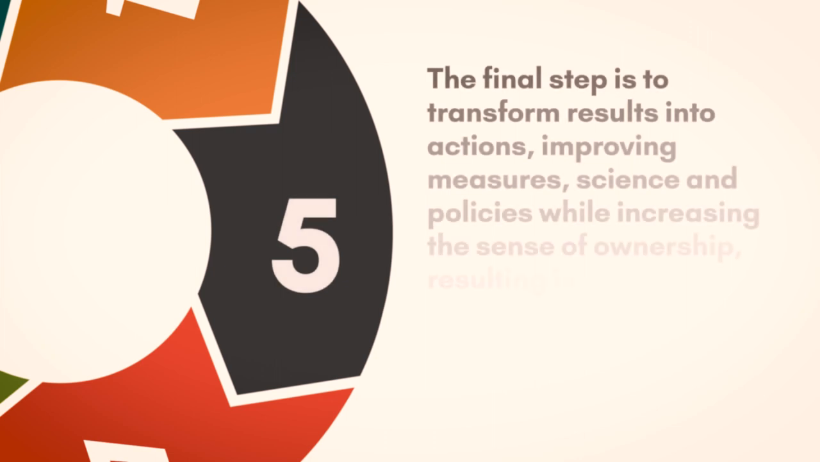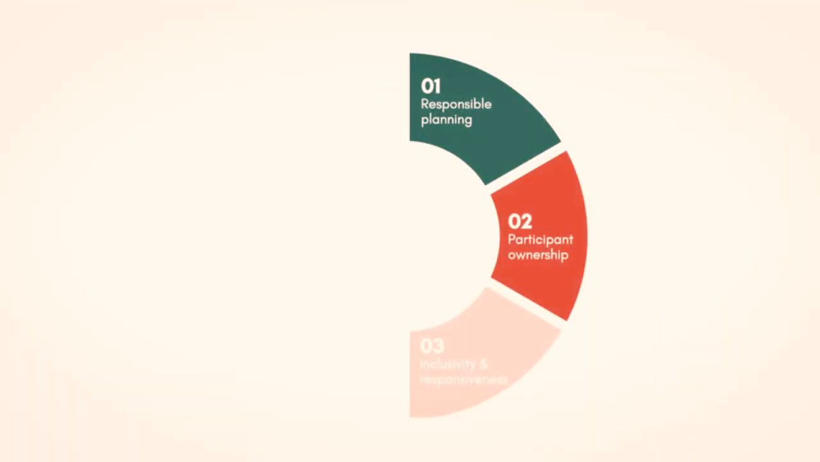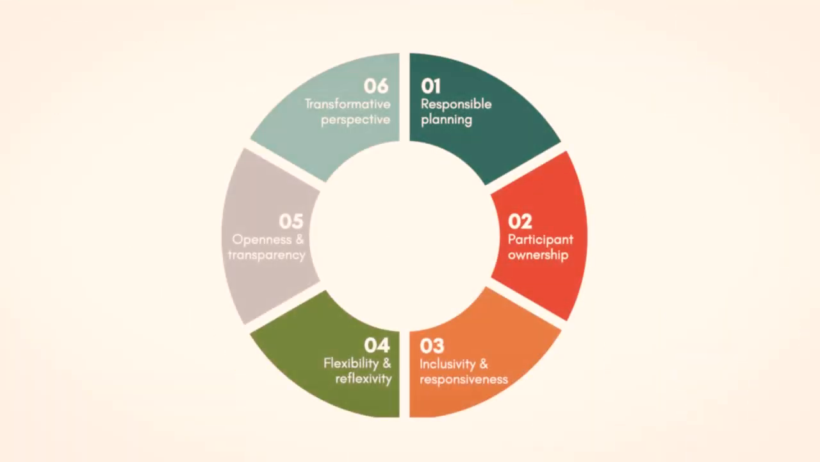The final step is to transform results into actions, improving measures, science and policies while increasing the sense of ownership, resulting in evidence-informed reactions to promote social change. The research process and the results are jointly evaluated in a participatory way. Co-evaluation helps to build socially robust knowledge.